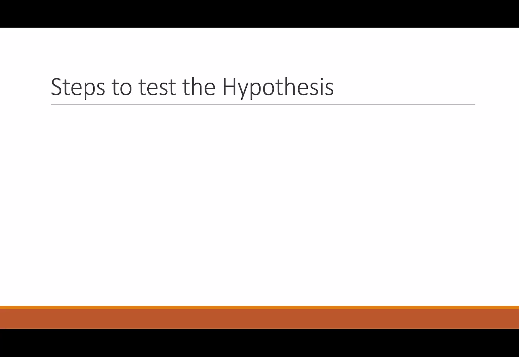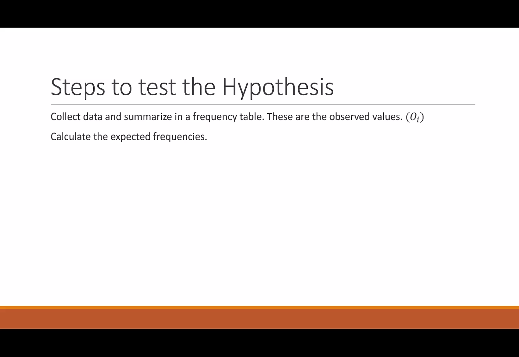We have multiple steps we need to follow in this hypothesis test. To start, we need to collect our data, summarize it into a frequency table to make things easy to work with. We refer to the observed values as O sub i, to say we have multiple different values that we're looking at. Then we need to calculate the expected frequencies. Because this is a uniform distribution, we write E sub i is equal to the total number of observations divided by the total number of categories.